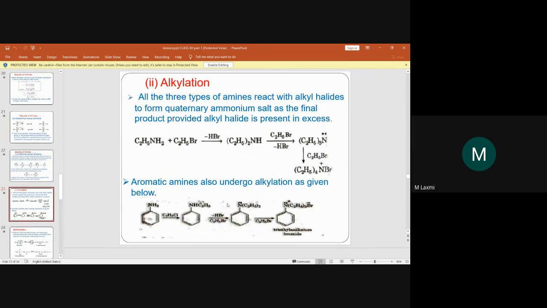So the first chemical reaction is basicity, the second reaction is alkylation. All primary, secondary, and tertiary amines will react with alkyl halide, resulting in ammonium salts. So here you have ethylamine reacting with alkyl halide. After the subsequent reactions, you will get a quaternary ammonium salt. Even aromatic amines undergo alkylation to give quaternary ammonium salts. For these, the alkyl halide should be present in excess.